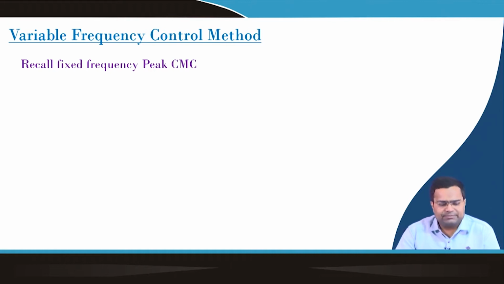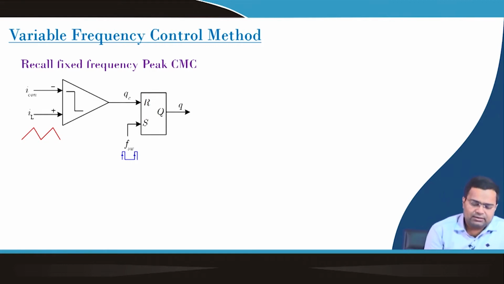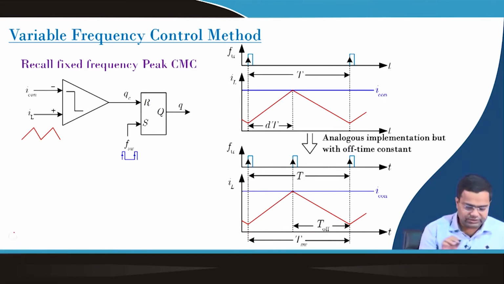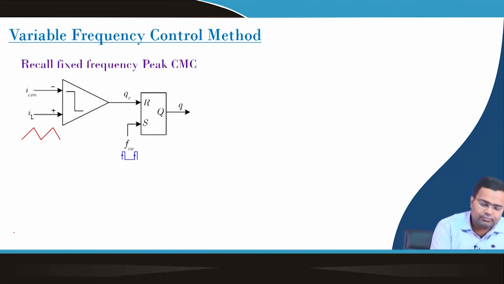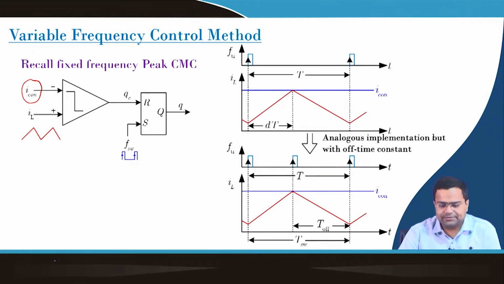If you recall fixed frequency peak current mode control, this is my control current, that means my peak current reference. The inductor current will be compared with this reference, and the output of the comparator is used to reset the flip-flop. We have already discussed this in the fixed frequency control technique.